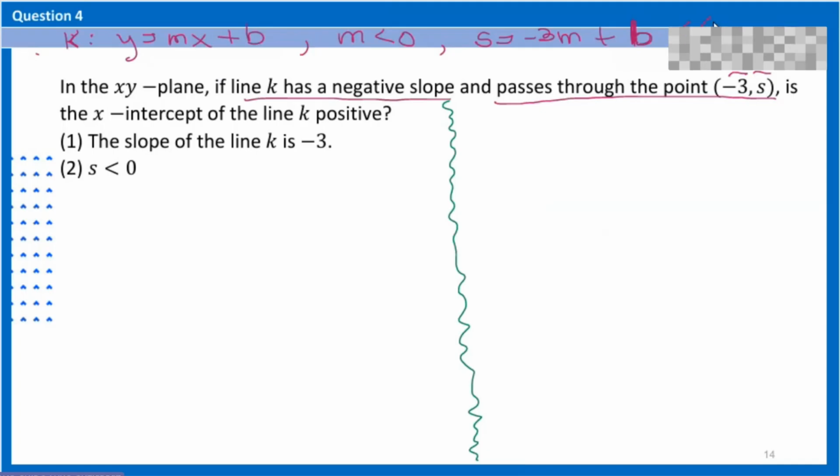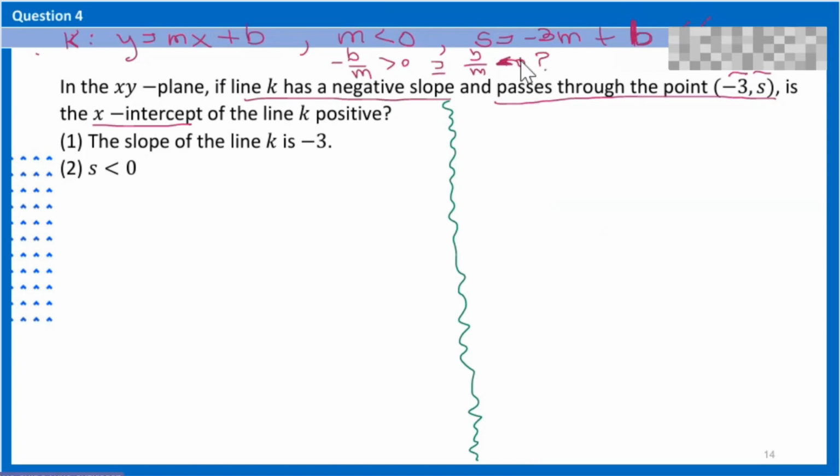And the question is: is the x-intercept of line K positive? Now, if you've taken the definition of the intercept seriously, you must remember by now that this is a single formula. Negative b over m is the value of the horizontal intercept. The question is whether this is positive, which is pretty much the same as asking whether b over m is negative, right? So this is the question.